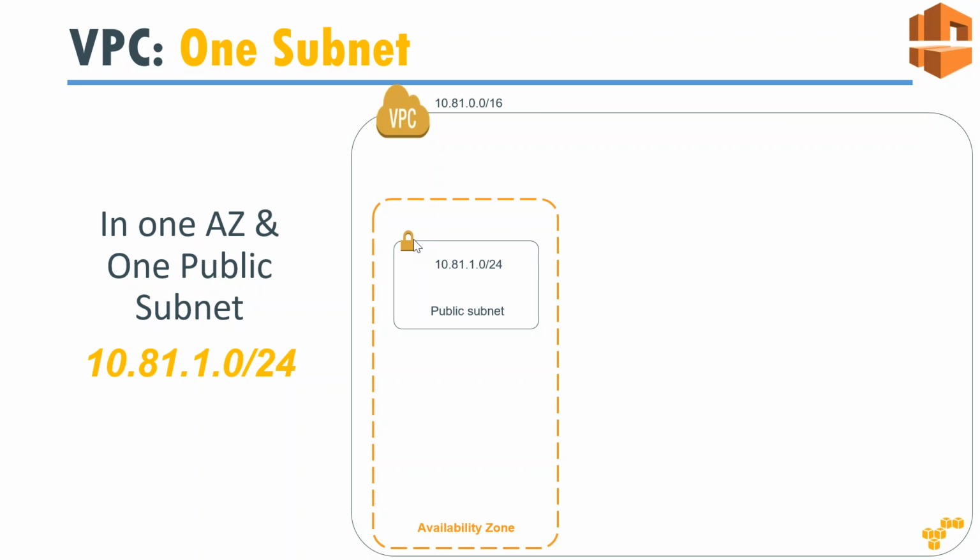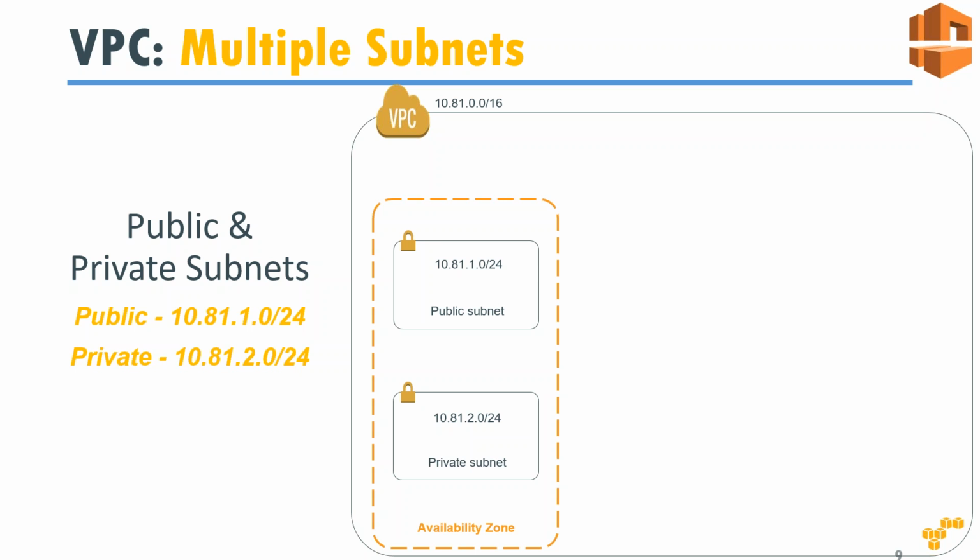Say, for example, I want some database servers which I do not want to have public internet access inside the same availability zone. So what I do is I go ahead and create a private subnet, and that IP address range is going to be 10.81.2.0/24. So I have two subnets in my same availability zone, all part of the bigger VPC that you see here. Both of them will sit inside this VPC.